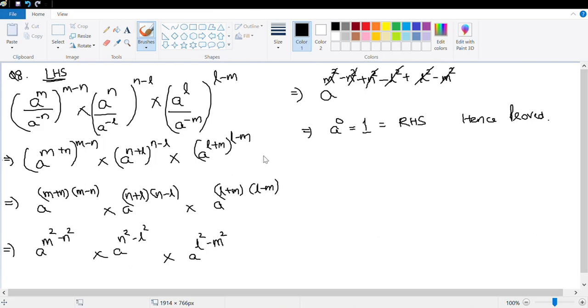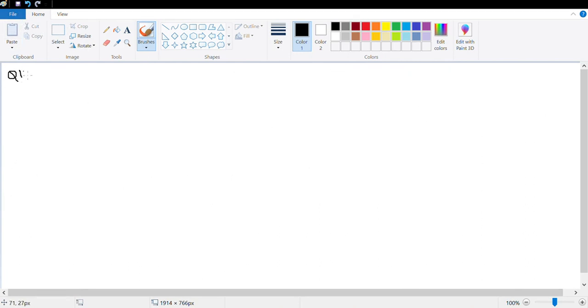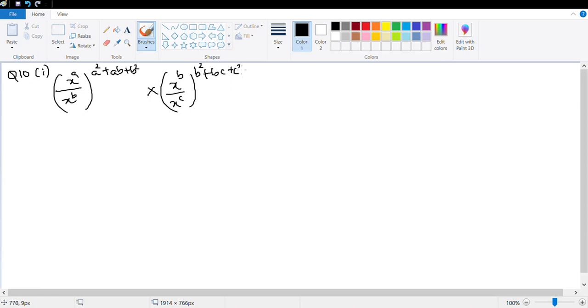Question number 10, part 1. Question 10, part 1 is x to the power a upon x to the power b, to the power a square plus ab plus b square, multiplied with x to the power b upon x to the power c, raised to the power b square plus bc plus c square, multiplied with x to the power c upon x to the power a, everything to the power c square plus ca plus a square.